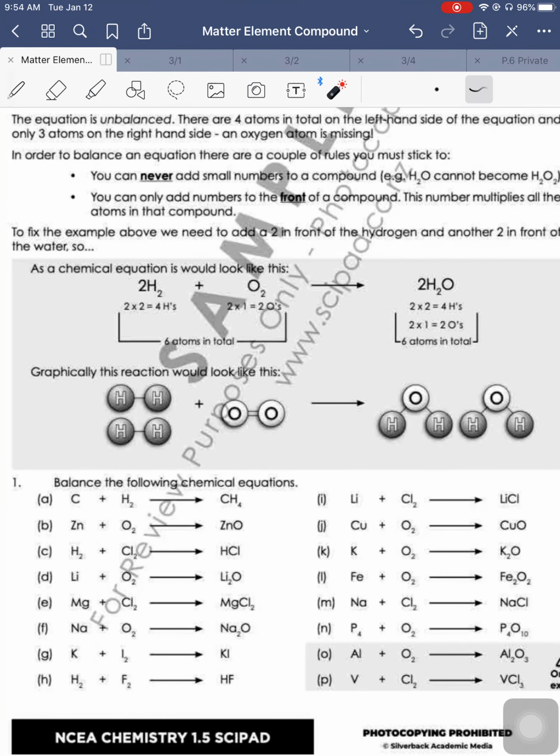Hydrogen is 2 to begin with, right? If you put 2 of this one, 2 times 2 is 4 hydrogen. And how about this one? This one is only 1, and 1 times 2 is only 2. If you put 2 for this one, hydrogen will be 4. And oxygen will be 2. You have to check first: hydrogen 4, hydrogen 4, okay. And oxygen 2, oxygen 2 for this example.